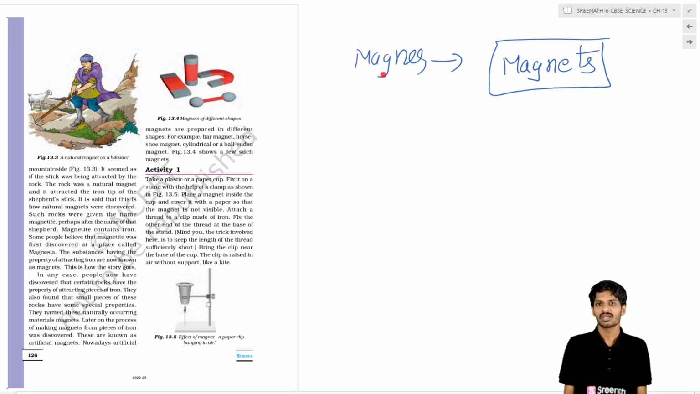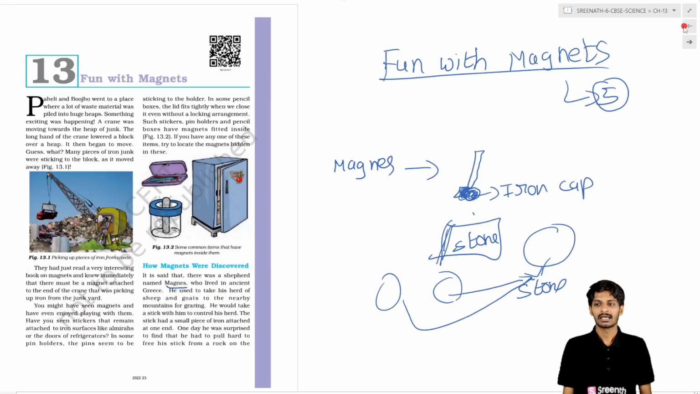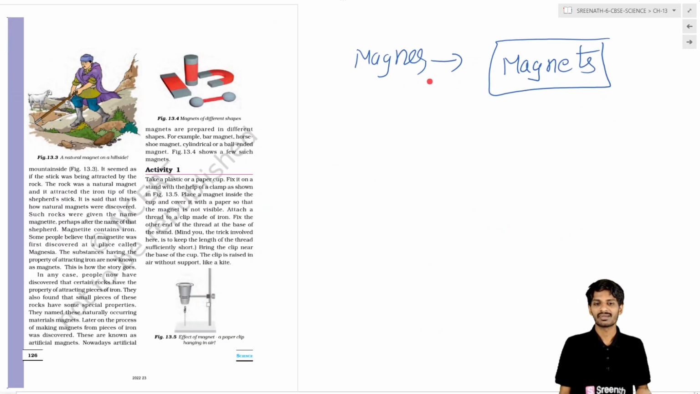Magnus is a shepherd. When he traveled with his sheep to feed them on a hill area, his stick having an iron cap was stuck to one of the stones here. Like we have some stickers which stick to the iron doors of our refrigerators, like that. So the property of attracting iron is called the magnetic property. So magnets were discovered. On the name of Magnus, they named it magnets. So in this way, magnets were discovered.